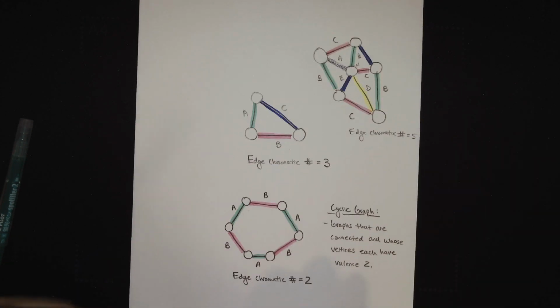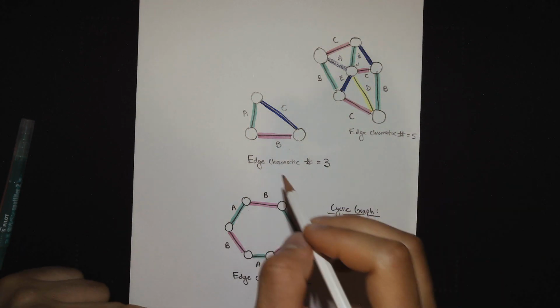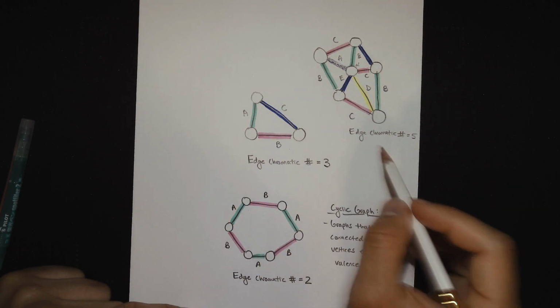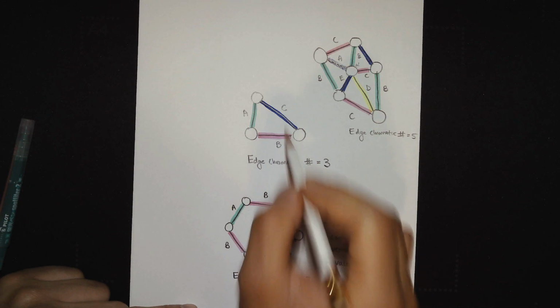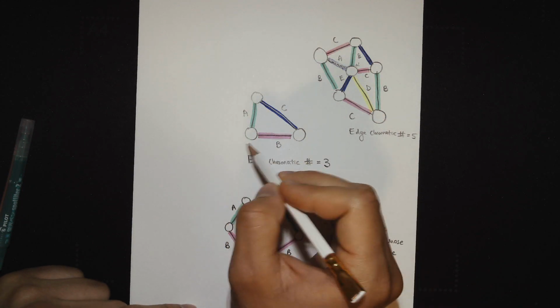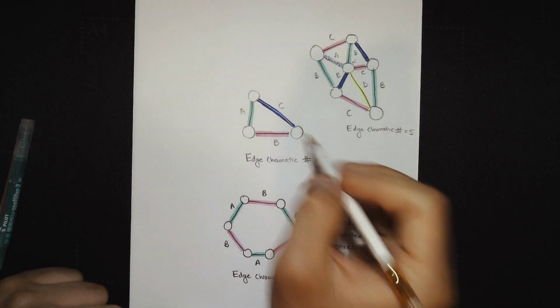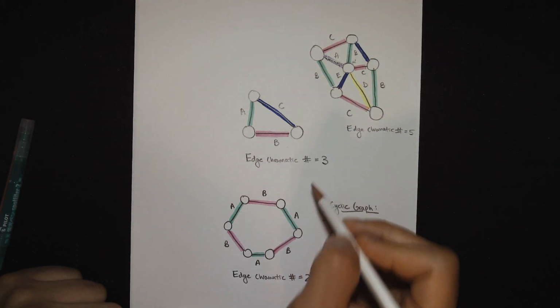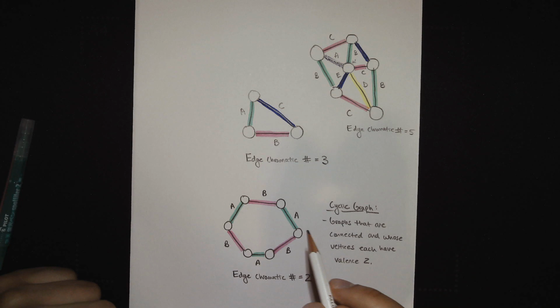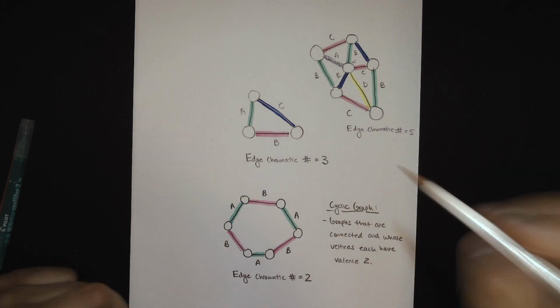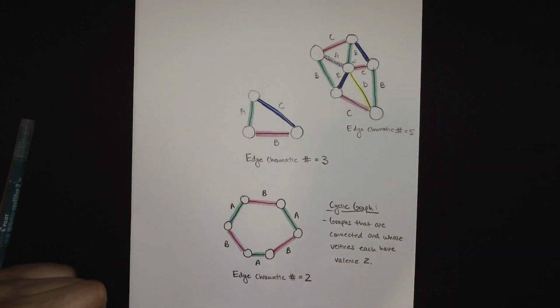Or it's one more than the maximum degree. So that's the case in this graph here. So the maximum degree of this graph, which is the largest valence of a vertex in this graph, is 2, but the edge chromatic number is 3. So Vizing's theorem says that for any graph, any simple graph, this is the case.